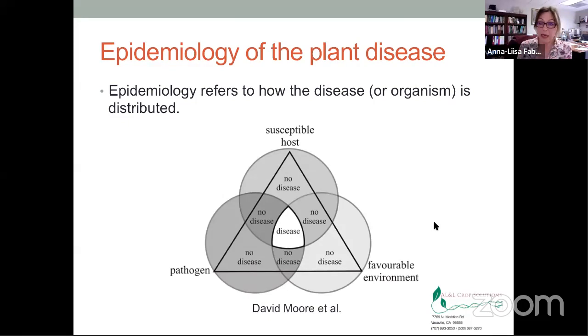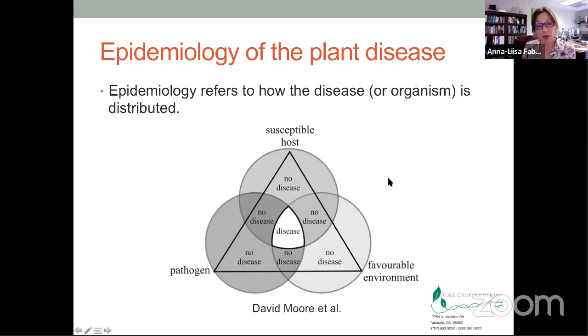Here we come to the epidemiology of the disease. Here's the definition of it. Epidemiology refers to how the disease or organism is distributed. I would say how it spreads.